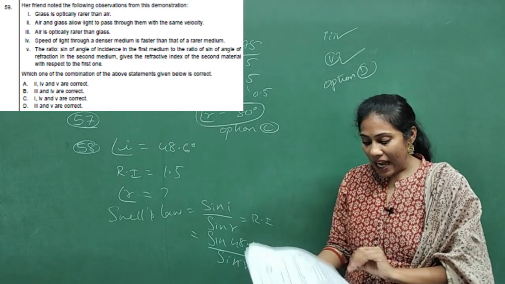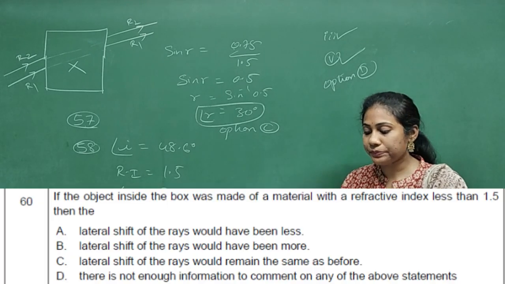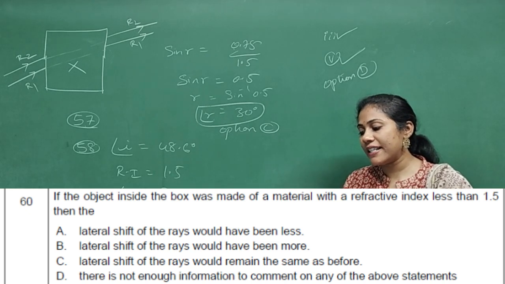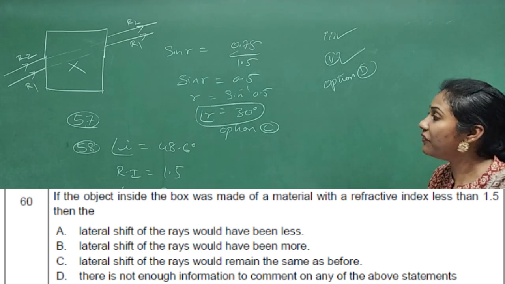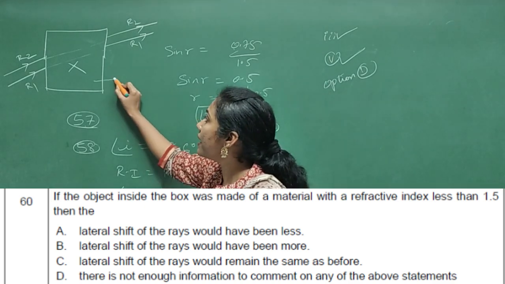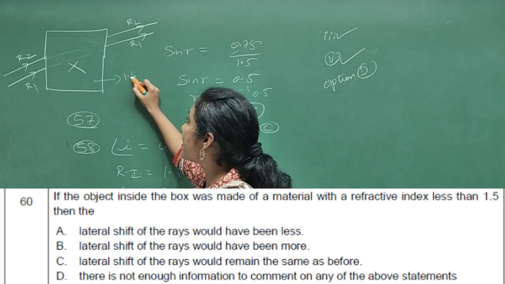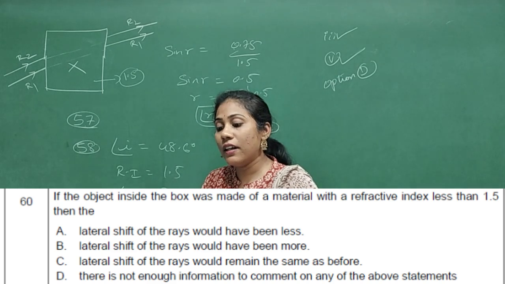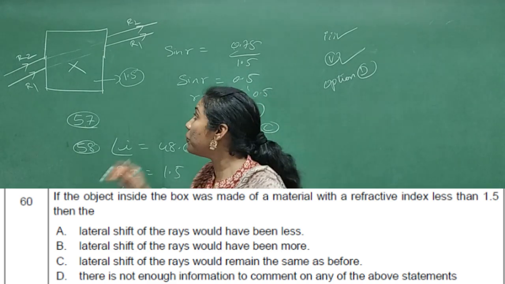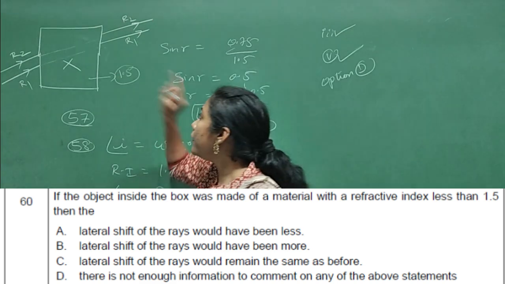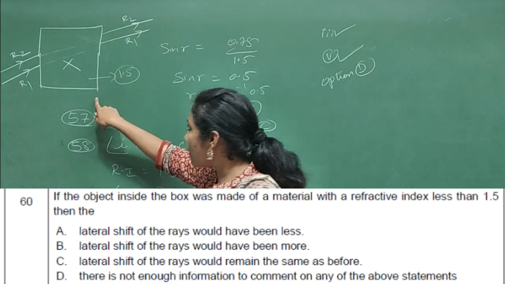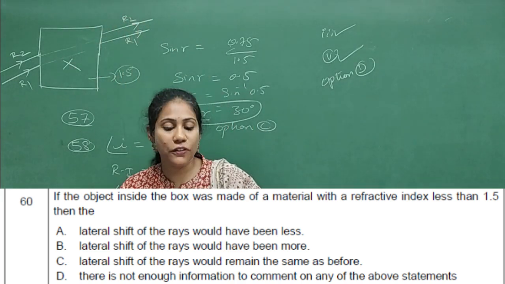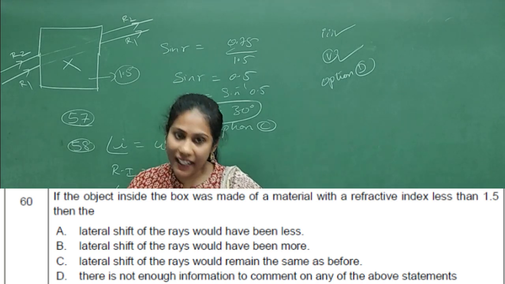And coming to the last question, the 60th question. If the object inside the box was made of a material with refractive index lesser than 1.5, that means the refractive index is lesser, then the lateral shift of the rays would have been less, definitely. If the refractive index of this X is lesser than 1.5, then you don't observe too much lateral shift, you will observe very little lateral shift. So definitely option A is correct.